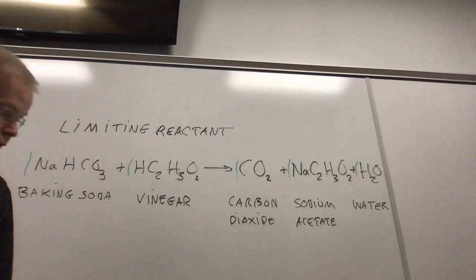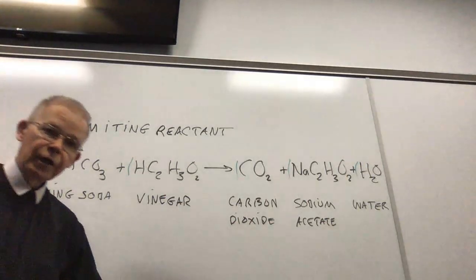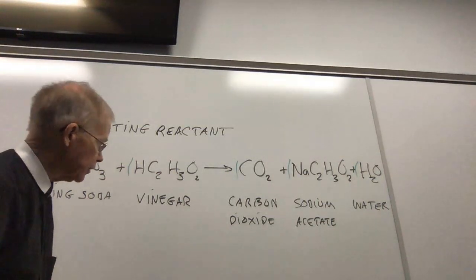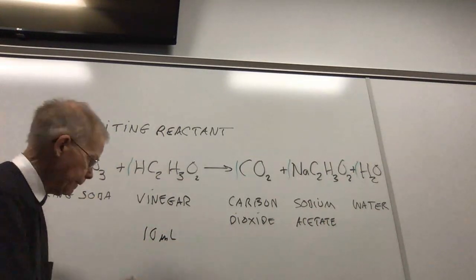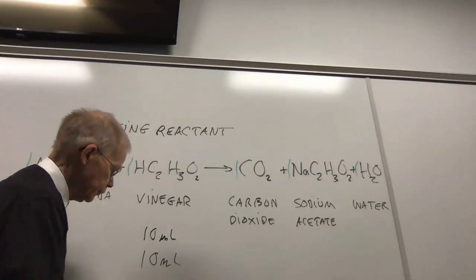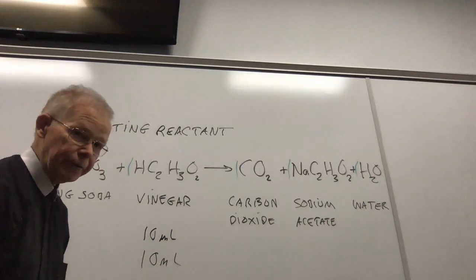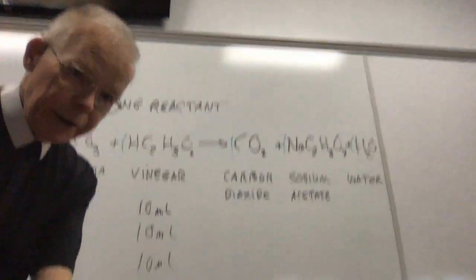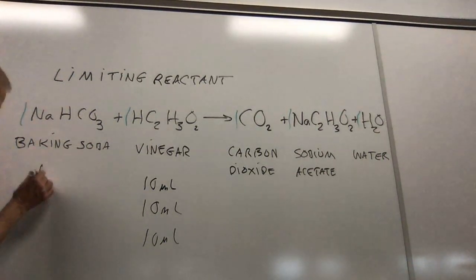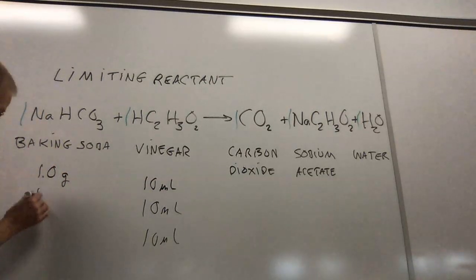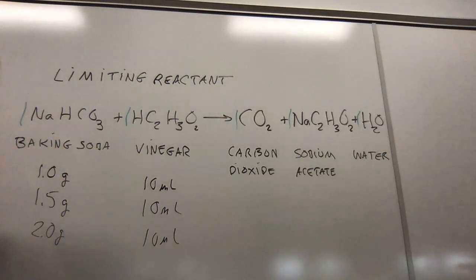The quantities of the substances I'm going to use, in each case that I do this reaction, I'm going to use the vinegar, and I'm going to keep that at a constant volume. So each time I do the reaction, I'm going to use 10 milliliters of vinegar. I'm going to repeat it 3 times. And the amounts of baking soda that I will use: 1.0 grams for one trial, 1.5 grams for a second trial, and 2.0 grams for a third trial.